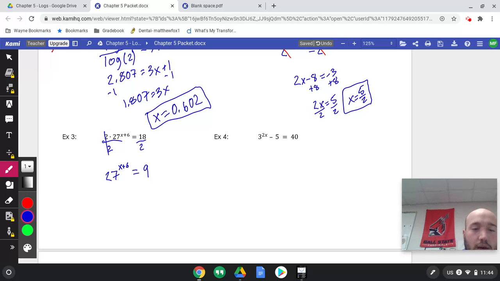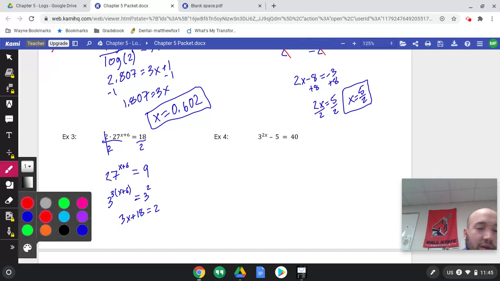equals 9. Now from here, both 27 and 9, once again, it's up to you, and if you can't come up with it, just solve it using your calculator, change of base formula. But if you can, this will save you a little time. 27 is 3 to the third, and the 9 is 3 to the second. So if I distribute that in, we get 3x plus 18 equals 2, because remember these 3's canceled.